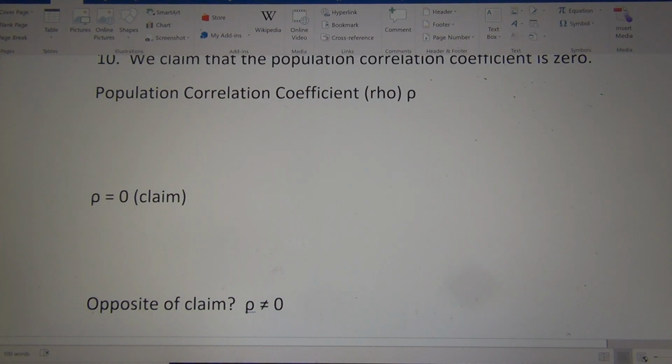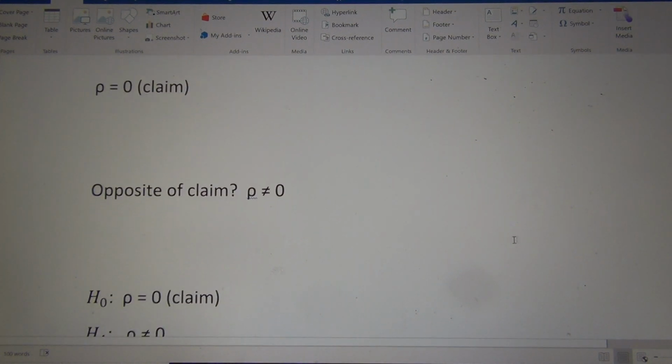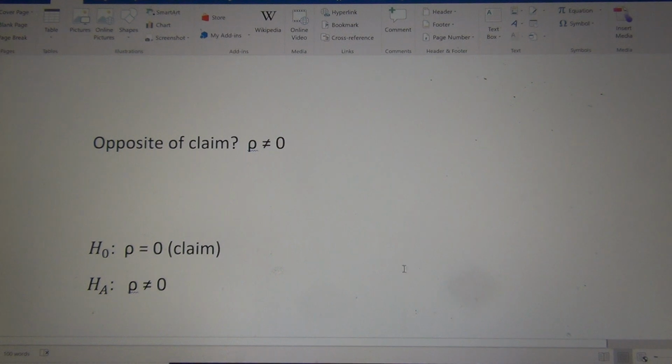Okay, so it looks something like this, right? Rho equals 0 is the null hypothesis. It's also the claim. And rho is not equal to 0 is the alternative hypothesis.